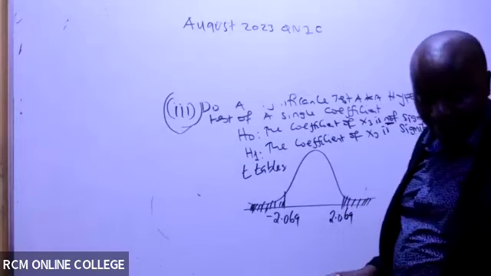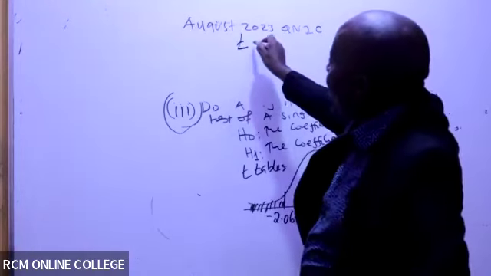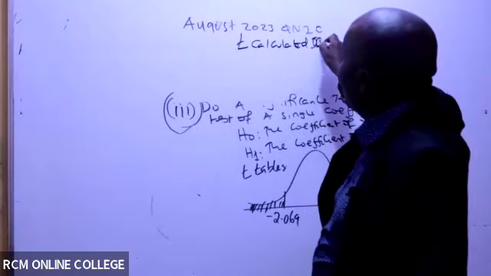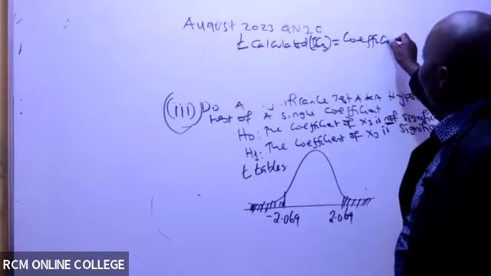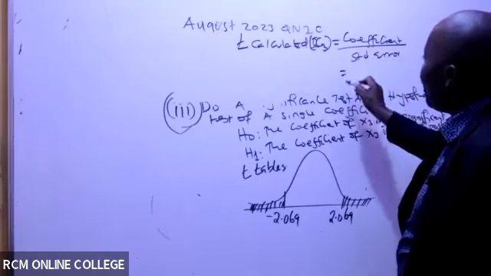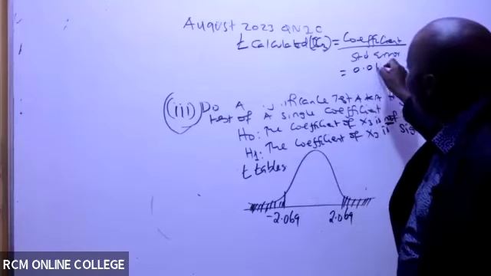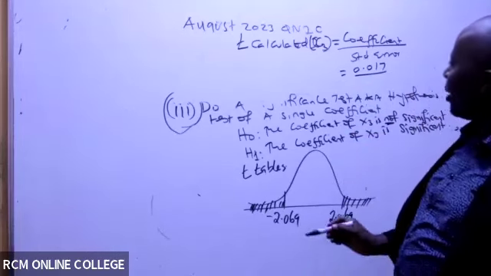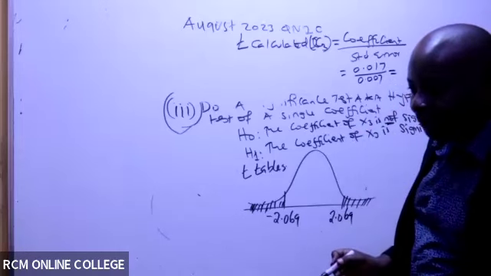All right, ladies and gentlemen, what do we have here? What we have is the t calculated now, the t calculated for X3. For X3, t calculated is the coefficient over the standard error. The coefficient for X3 is 0.017, so 0.017 divided by the standard error. The standard error is 0.07. So 3 decimal places, what do we have here?